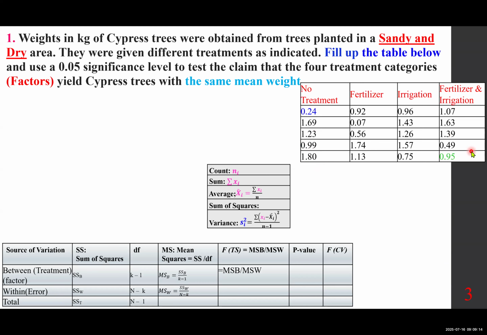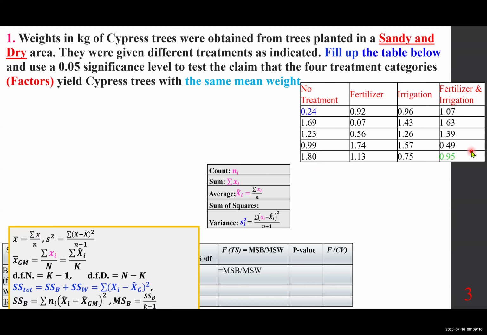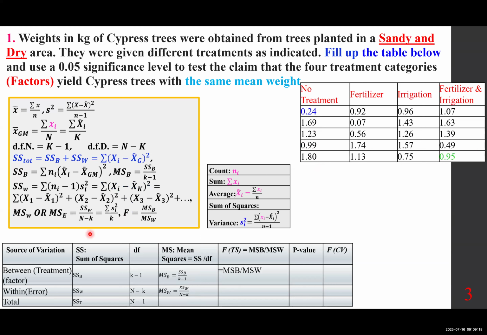So we're going to look at the first one. n1 is 5. And these are the formulas that we are going to need. We're going to go over them on the next page as we go through them. But for now, n sub i, that means the first group, n1 is 1, 2, 3, 4, 5.